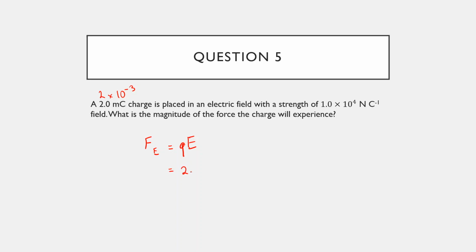So we've got 2 times 10 to the negative 3, times the field, which is 1 times 10 to the 4. Okay, you don't even need a calculator to do this. 2 times 1 is 2. 10 to the negative 3 times 10 to the 4 is 10 to the 1, which is just 10. So you've got 2 times 10, which is 20 newtons.